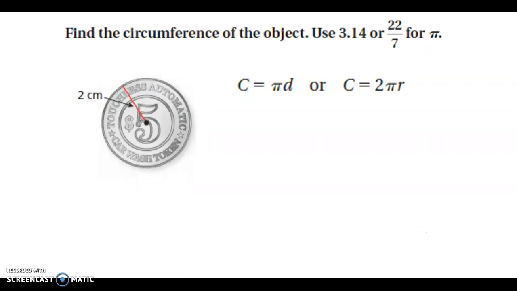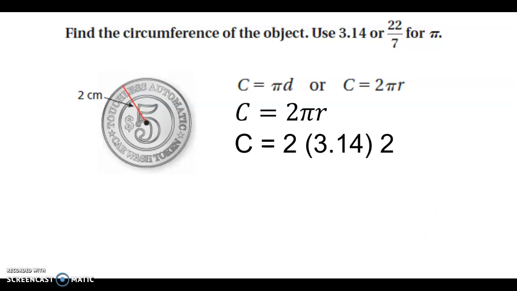Alright, so this one we've got a $5 coin for the car wash token. That's 2 centimeters, that's the radius. So 2 pi r, 2 times 3.14 times 2. So all we're doing is plugging everything in for the formula. And we get 12.56. And that's it. Today's notes pretty quick and easy. So go ahead and work on the homework and big ideas.